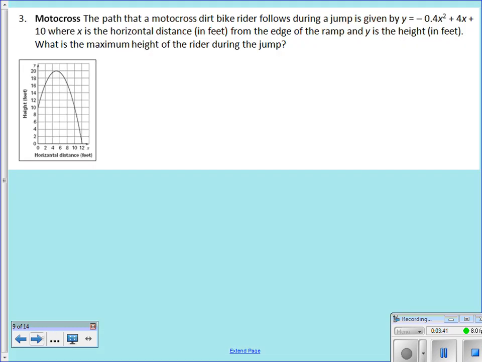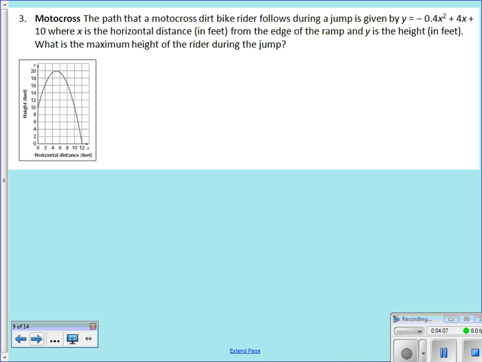So first of all, let's take a look at this first one. We're talking about a motocross. The path that a motocross dirt bike rider follows during a jump is given by y equals -0.4x squared plus 4x plus 10, where x is the horizontal distance in feet from the jump at the edge of the ramp, and y is the height in feet. What is the maximum height of the rider during the jump? What do I know? What do I need to know? How am I going to get it?